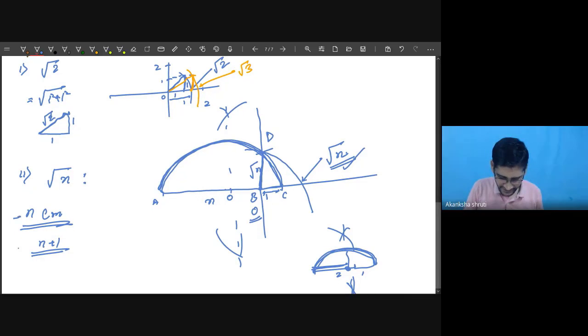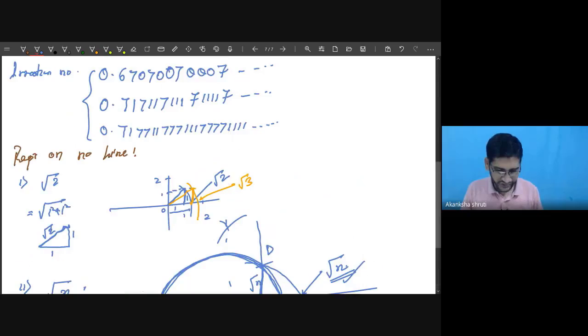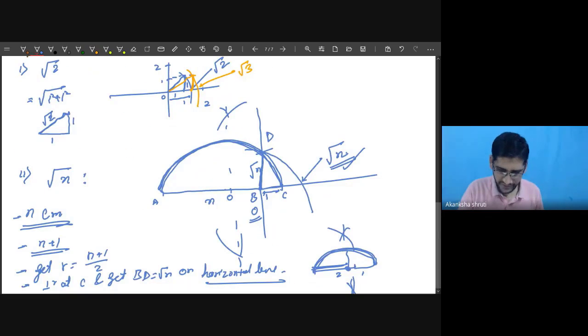Then the first step is this, then n plus 1, then get radius r equals n plus 1 by 2, then perpendicular at C, and get BD equals under root n on the horizontal line. This is the method we have already done. Please go through those videos. They are already uploaded on our channel.